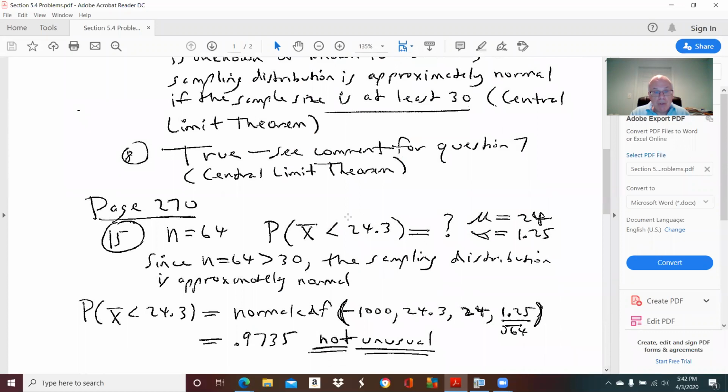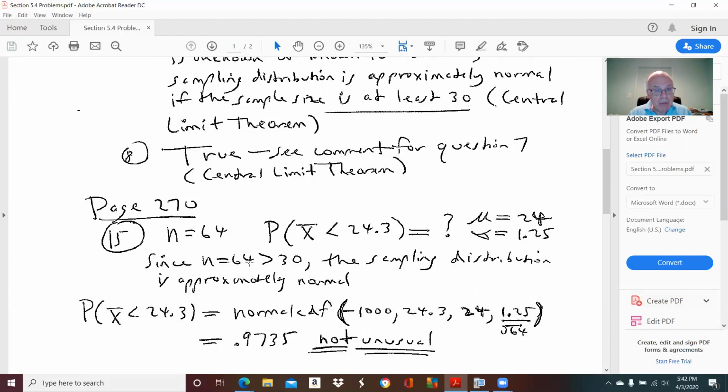What we're being asked to find is the probability that X bar, the sample mean of 64 people, is less than 24.3. Here's the mean of the population, 24, standard deviation 1.25. Now it says nothing about normality of the population, right? Nothing's being said about that.